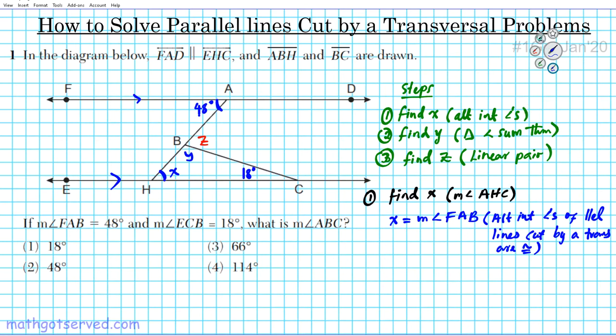So since the measure of angle FAB, it's given to us, is equal to 48 degrees, and the measure of angle FAB is equal to x, that automatically follows that x is 48 degrees. Voila. So we have part of it done. This angle right here is 48 degrees. Bam. Part 1 down. Now we're going to move to part 2. We're going to use these two angles in this triangle to figure out y, or angle HBC. Okay, let's move on to that part.